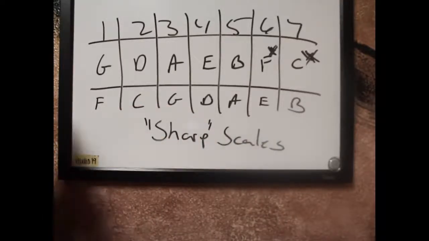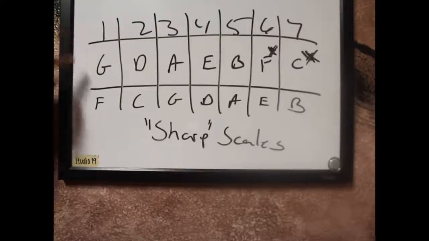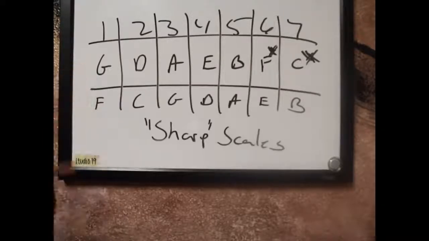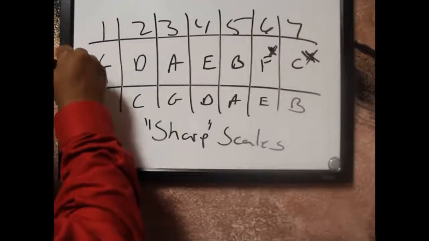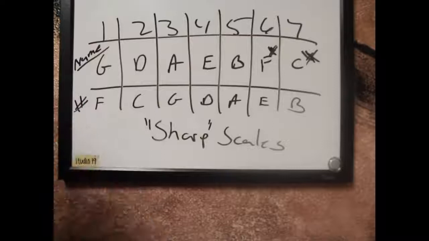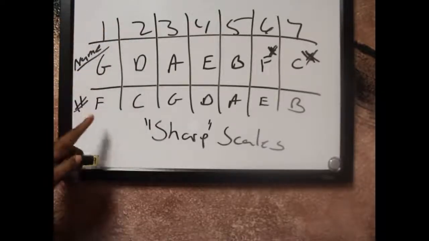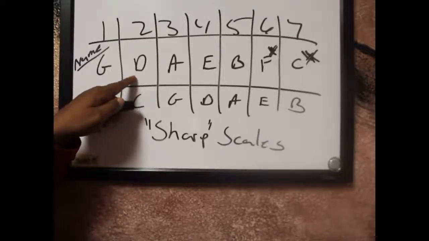Now, the chart works the same as it did when we were talking about flats. If you have one sharp in the key signature, it's going to be F sharp. That makes the key G. Remember, these are the sharps, and this is the name of the scale or the key, G. Now let's see if you notice this pattern. This pattern's a little different. If you have two sharps, they'll be F sharp and C sharp, and the name of the scale will be D.